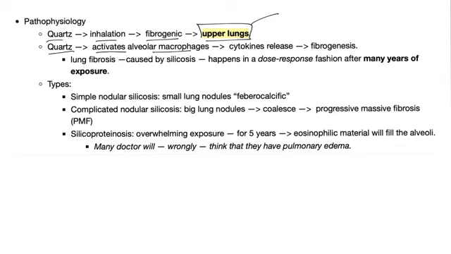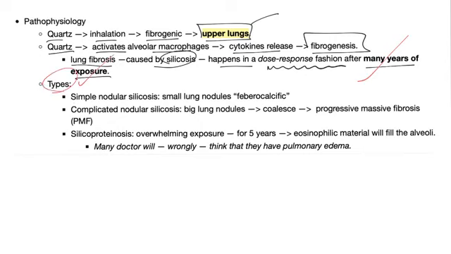Quartz activates alveolar macrophage, leading to release of cytokine, leading to fibrogenesis. Lung fibrosis, if it's caused by silicosis, happens in dose-response fashion after many years of exposure. The greater your exposure, the greater the problem. Types: you have simple, complicated, and silicoproteinosis. Simple: they have small lung nodules, are fibrocalcific.